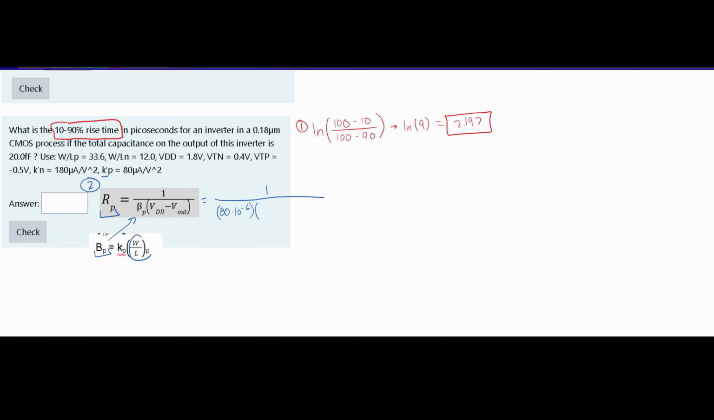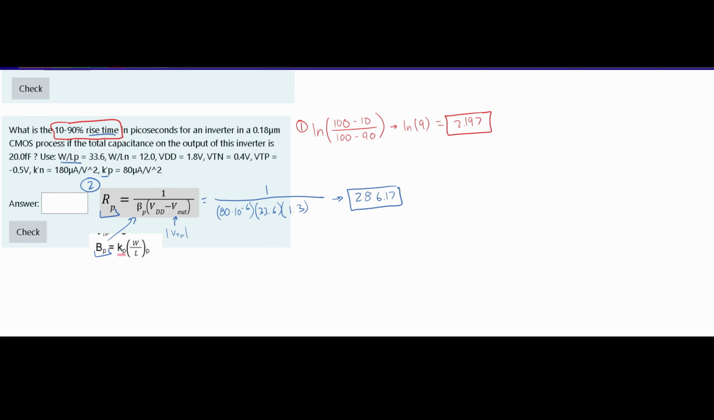We then have our W/L, and since we are solving for this P for the rise time, we're going to use W/L P. It's given to us as 33.6. And then lastly, we have our VDD minus V out. For our V out, it's just going to be the absolute value of our VTP. So we are essentially just going to have a 1.8 minus a 0.5, and that's going to give us 1.3. And we can plug this into a calculator and it's going to give us 286.17. So that's going to be the answer for our RP.